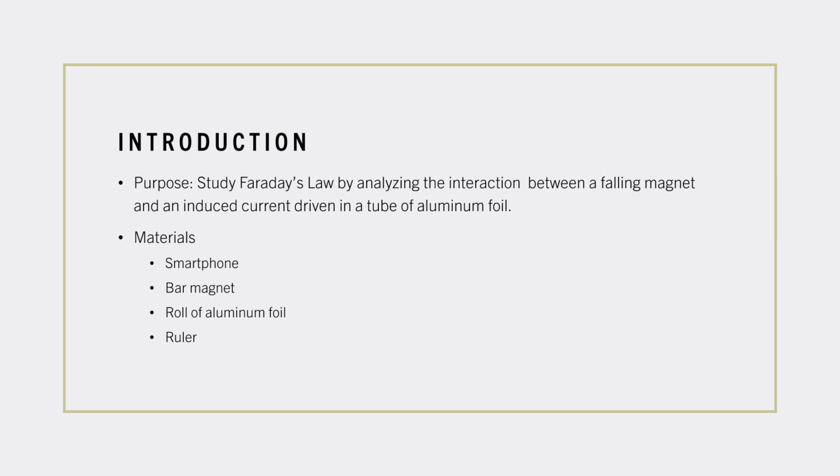To start off, the purpose of this experiment was to study Faraday's Law by analyzing the interaction between a falling magnet and an induced current driven in a tube of aluminum foil. The materials that we used to conduct this experiment were a smartphone, the bar magnet, a roll of aluminum foil, and a ruler to do measurements.